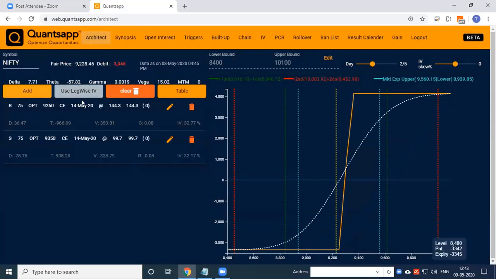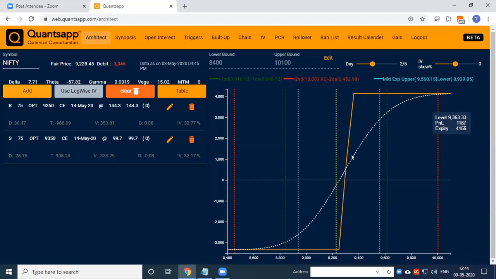Okay. So I bought something at 144. I've sold something at nearly 100. So the net we have is a 44 premium outflow, which comes to around 3345. So the net debit we have now is 3345. You have this strategy line. The blue is the expiry payoff. The white is the payoff today. So on expiry, we'll have a loss of 3345 if it is below 9250. We'll make a gain of 4155 if it is 9350 and above.